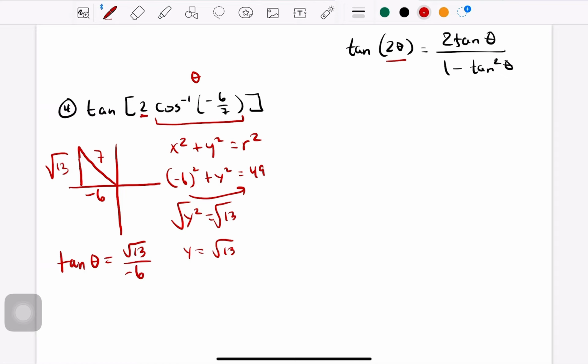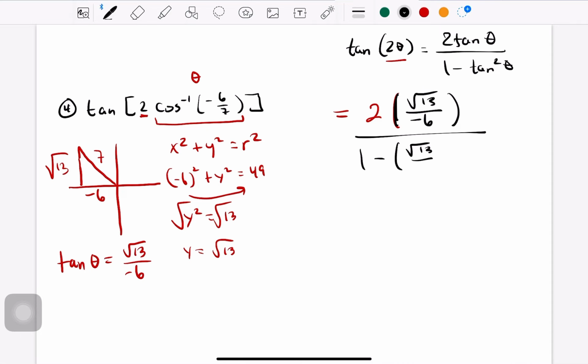So with that being said, now we have the tangent theta, and now we have everything we need to plug it into a formula. So this is how it's going to go. 2 times tangent theta, here it is, right? We worked for it. Let me change the ink here. 2 tangent theta, and the tangent theta is radical 13 over negative 6, divided by 1 minus radical 13 over negative 6 squared. Please don't forget the squared part. This formula will be given to you on the test. At this point, you're done with the pre-calculus.